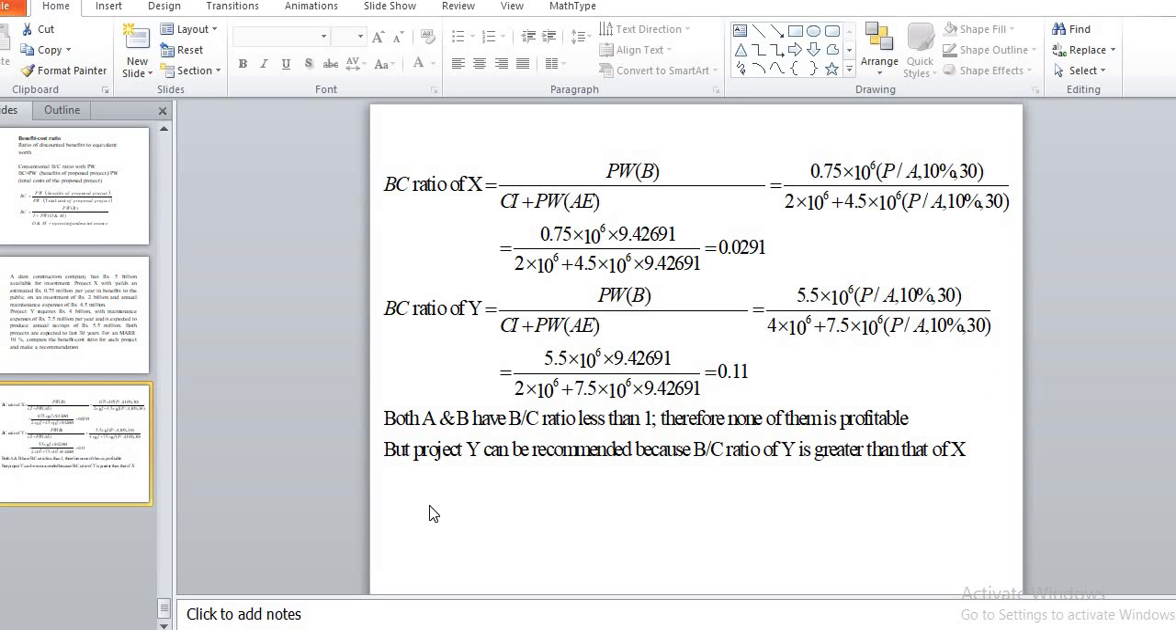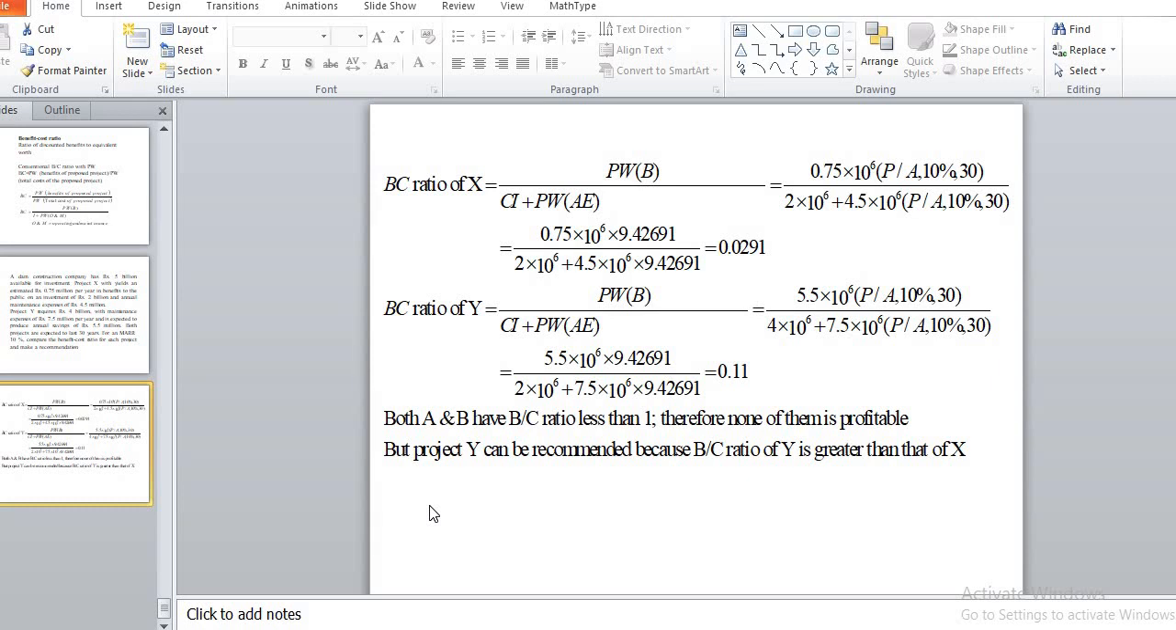So here we put this present worth method and this particular calculation of the benefits. Here the present worth method is considered. Benefit is nothing but the revenue obtained from each project. For project X, this revenue is 0.75 million. So converting this million into rupees, 0.75 into 10⁶.